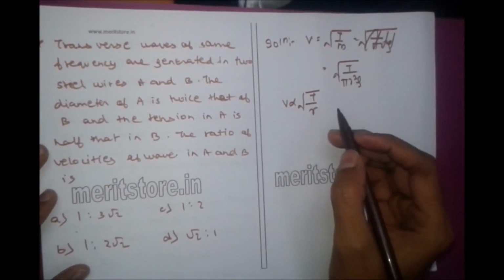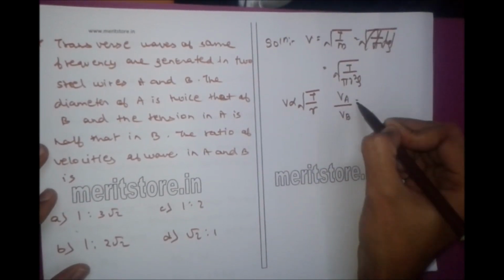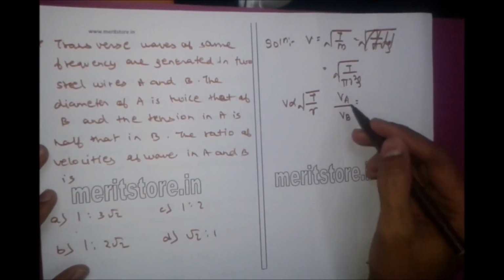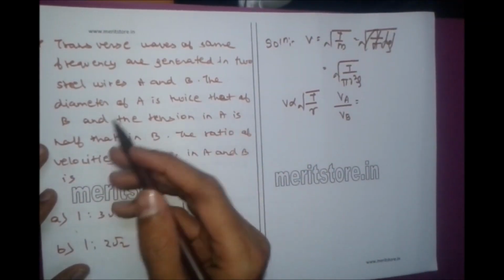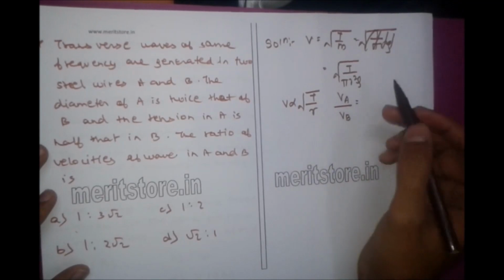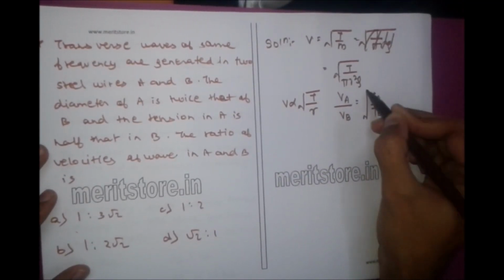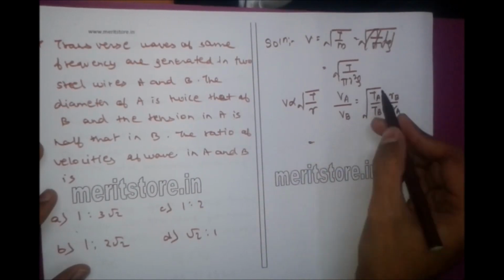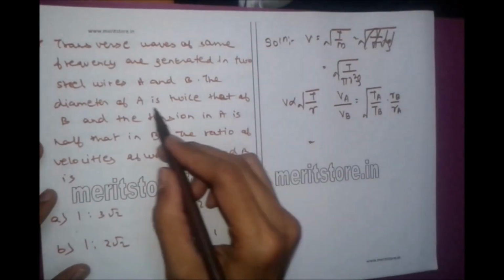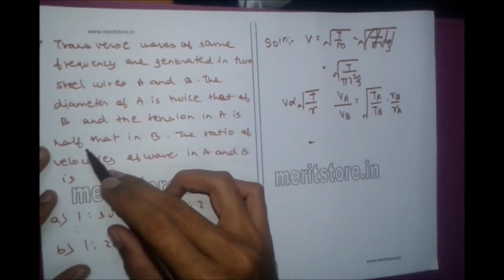So the velocities of A and B of the steel wires, va upon vb, the ratio of the velocities of the A and the B wire in terms of the tension and the diameters, that is the radius, we have under root ta upon tb, directly proportional to both of them, into rb upon ra, inversely proportional to the radiuses. So we have ta upon tb is half, the diameter of A is twice that of B, and the tension is half that of B.